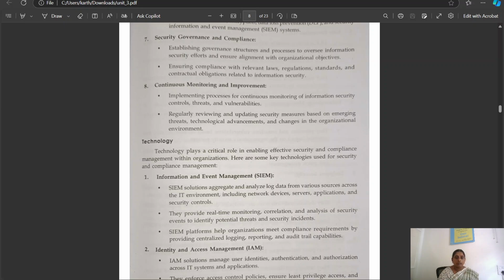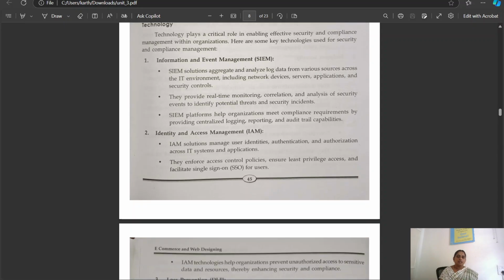And coming to the technology part. Technology plays a critical role in enabling effective security and compliance management within organizations. Here are some key technologies used for security and compliance management. First one is security information and event management, shortly we can call it SIEM. These solutions aggregate and analyze log data from various sources across the IT environment, including network devices, servers, applications, and security controls. They provide real-time monitoring. SIEM platforms help organizations meet compliance requirements by providing centralized logging, reporting, and audit trail capabilities.